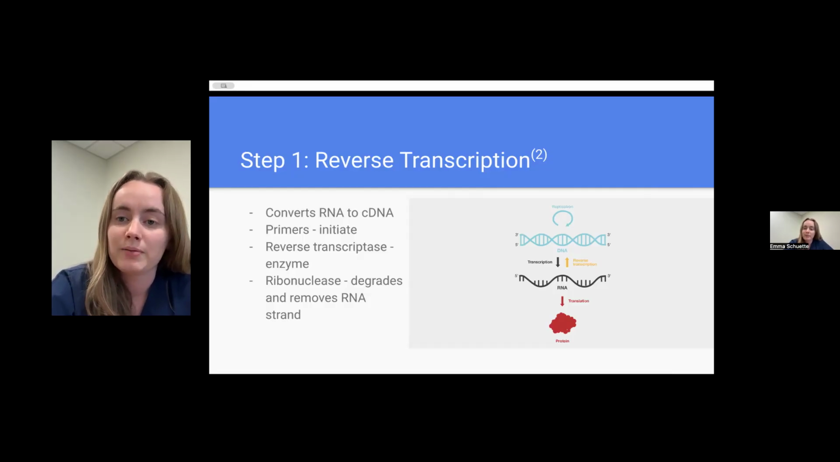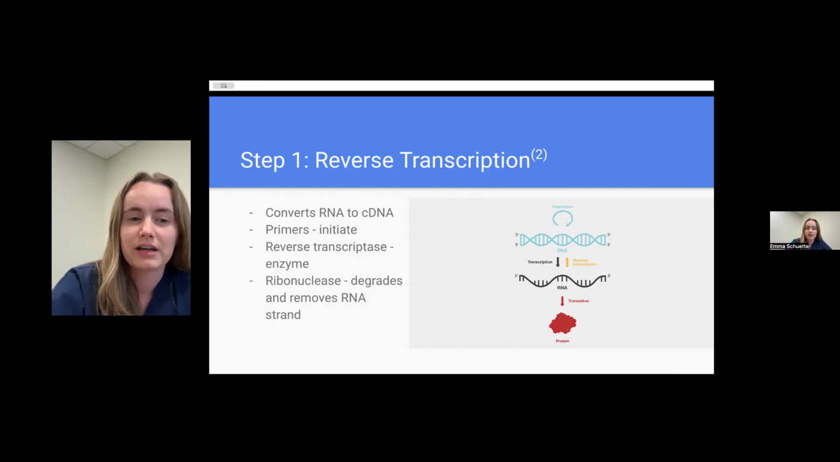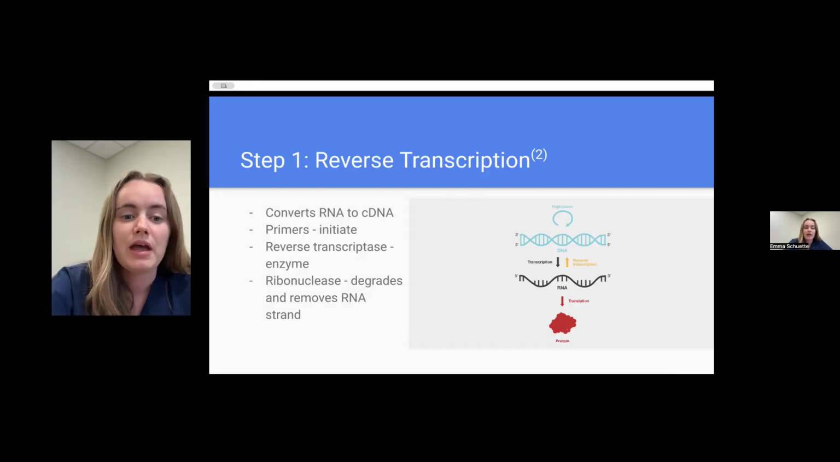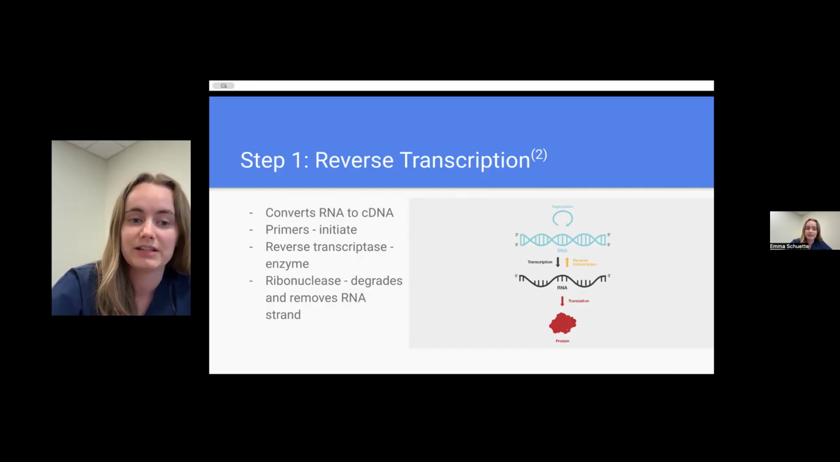Basically, the primers have to prime that single-stranded RNA. It's only one strand when our normal DNA has two strands. So that one strand of RNA is primed so that it can be converted into DNA, which is just like a copy of the RNA, but in its own terms. That's done through reverse transcriptase, which is an enzyme which basically allows that reaction to occur. And then ribonuclease degrades and removes the RNA strand so that the DNA can double strand and then you'll have the DNA to replicate.